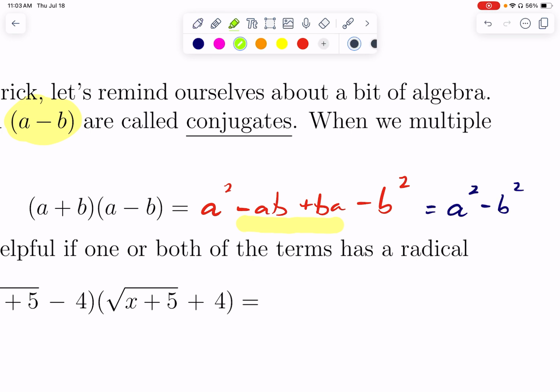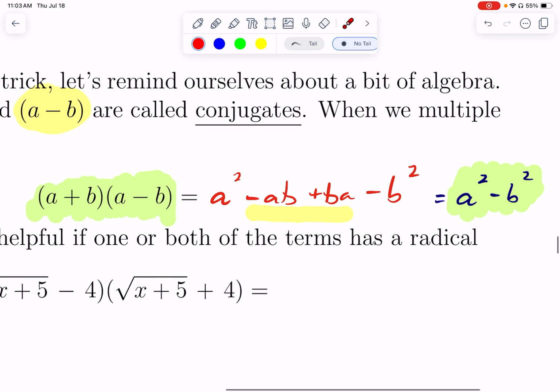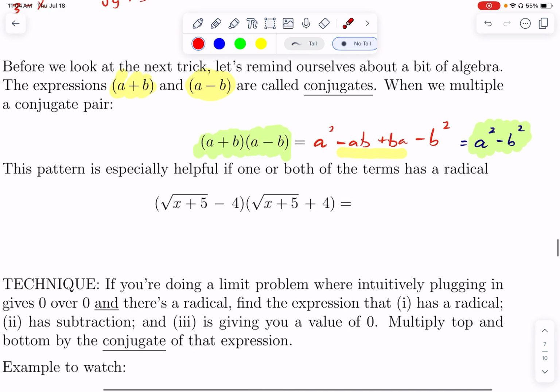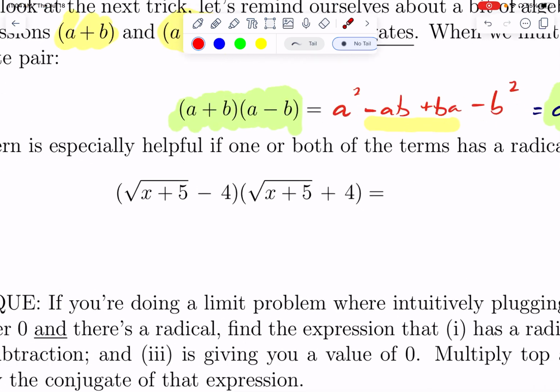This is a pattern you just want to have memorized because it comes up a lot and it's super helpful. If we're multiplying together a conjugate pair, it works out to first thing squared minus second thing squared. And that saves us a lot of time. It's also really helpful if we're doing this with square roots. So let's look at this example.